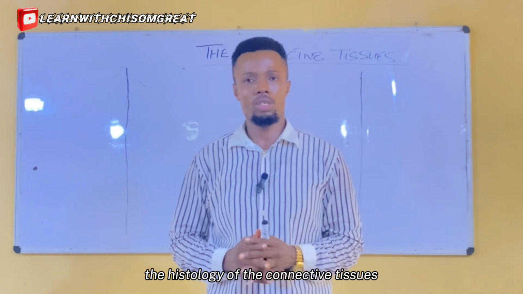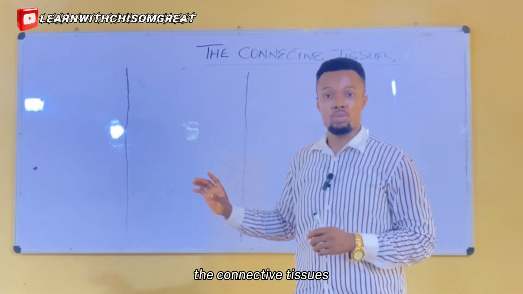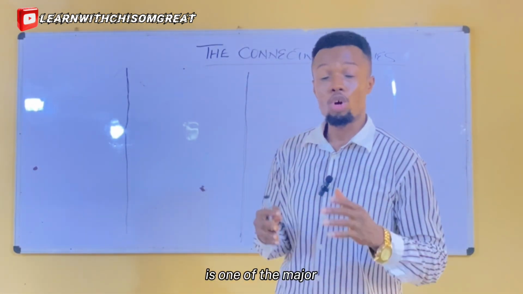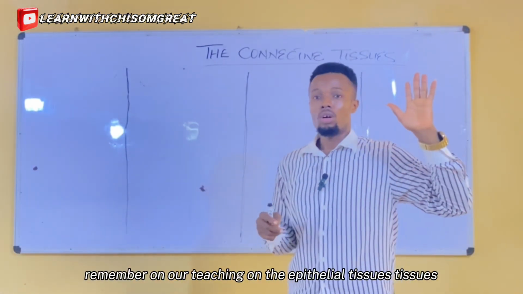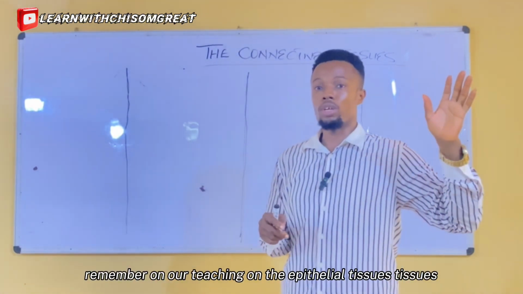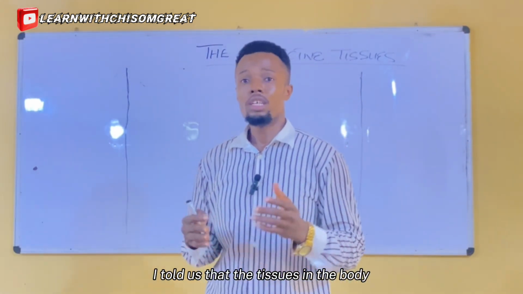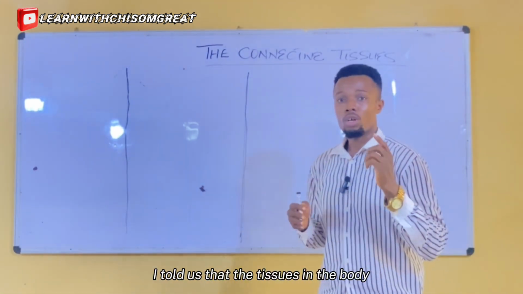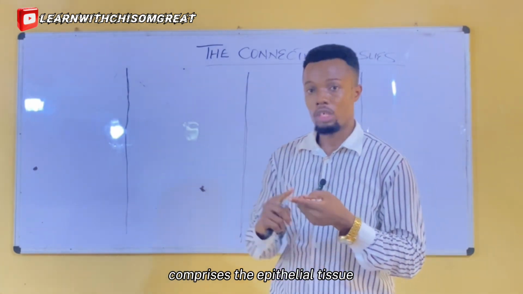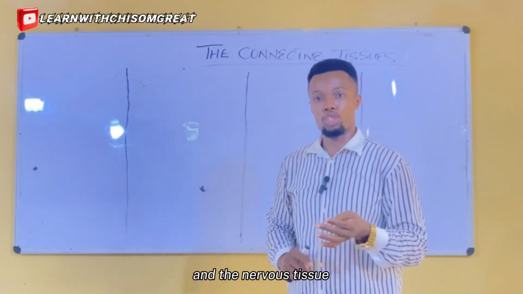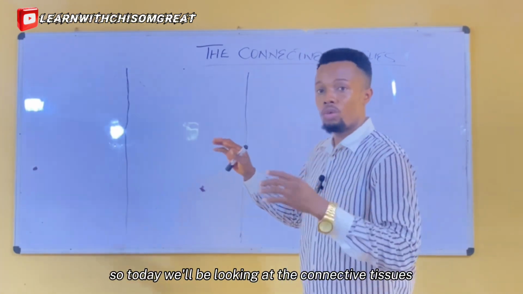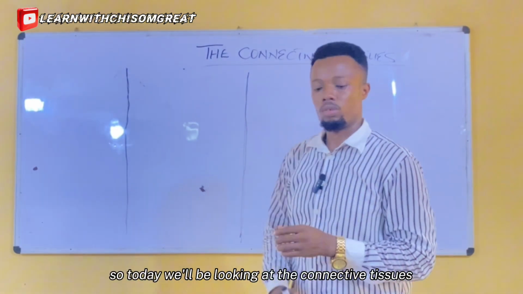Histology of the connective tissues. The connective tissue is one of the four tissues in the body. Remember, in our teaching on the epithelial tissues, I told us that the tissues in the body comprise the epithelial tissue, the connective tissue, the muscle tissue, and the nervous tissue. So today we'll be looking at the connective tissues.